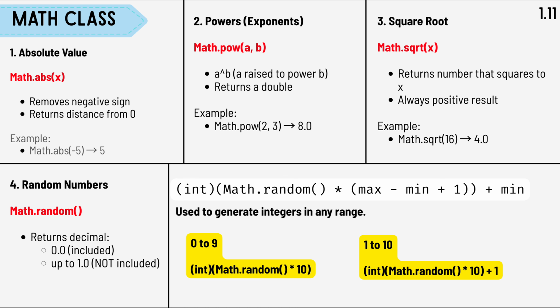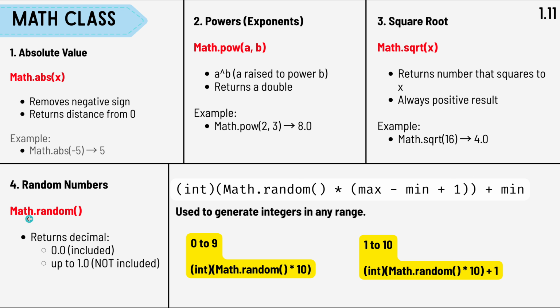Next is the math class. Math class is also in the reference sheet, and that is where you have math dot abs value, and it gives you the absolute value. So if I have math dot abs of negative 5, it's going to give me 5. Negative 20, it's going to give me 20. If it has a 20, it's just going to stay 20 because it's positive. Power works like a raised to the power b. So if I have 2 and then 3, it's going to give me 8. And then the square root is going to be just the square root of something. So if I have 16, it's going to give me 4.